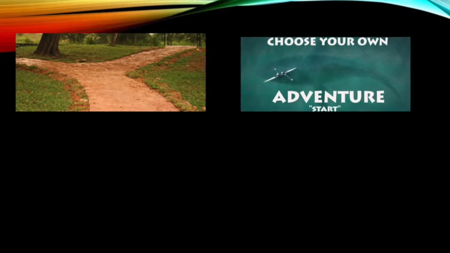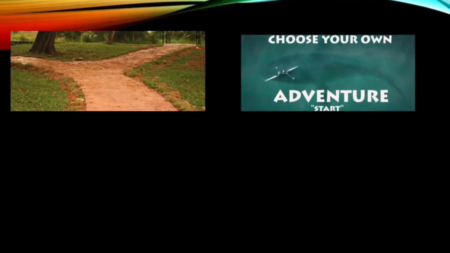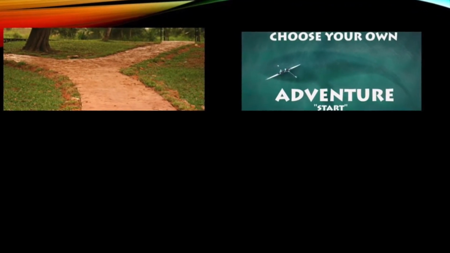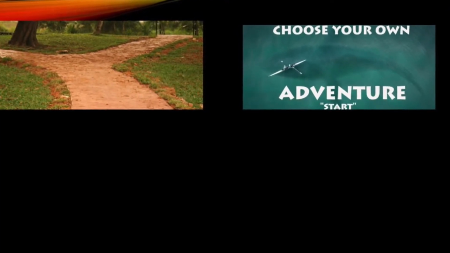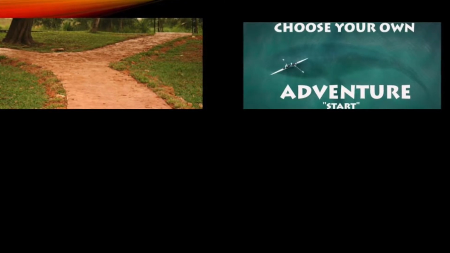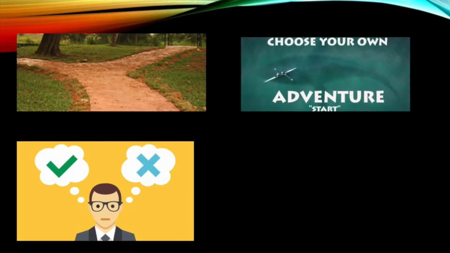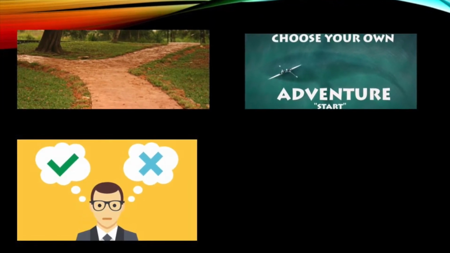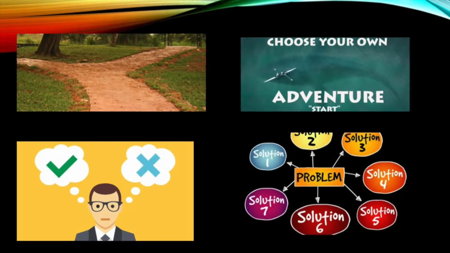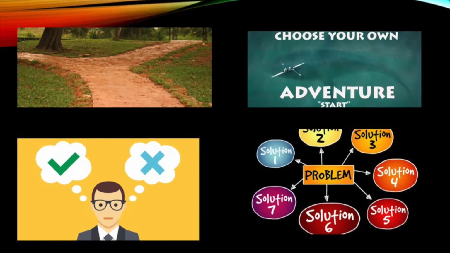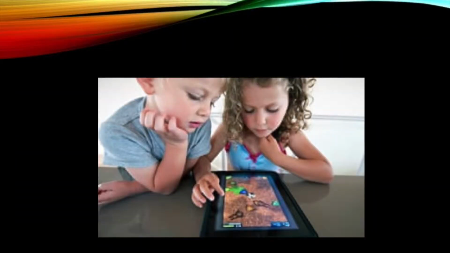Think of the choose-your-own adventure books that you may have read as a child. These books gave you the opportunity to make your own choice during the story and then see what happens because of that choice. When we think of apps that offer a divergent path, they provide that same opportunity for decision-making, problem-solving, and exploring what happens next.